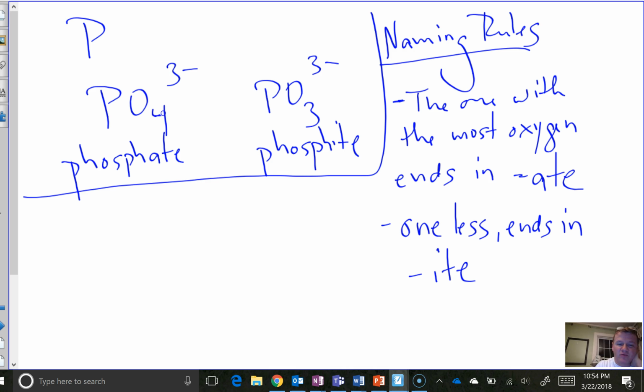Notice PO4, there's 4 oxygens here, as opposed to PO3, 3 oxygens. So obviously PO4 has the most oxygens in comparison. So it gets the ATE ending, phosphate. Whereas the one that has one less, PO3, ends in phosphite. And we see that back here when we looked at, if I can back it up a little bit.